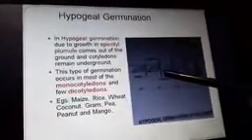Now the hypogeal germination. In hypogeal germination, due to the growth of the epicotyl, the plumule comes out of the ground and cotyledons remain underground. This type of germination occurs in most of the monocotyledons and a few dicotyledons. Commonly, maize, rice, wheat, coconut, gram and mango.